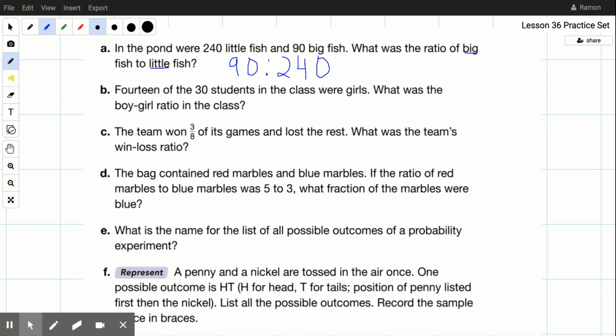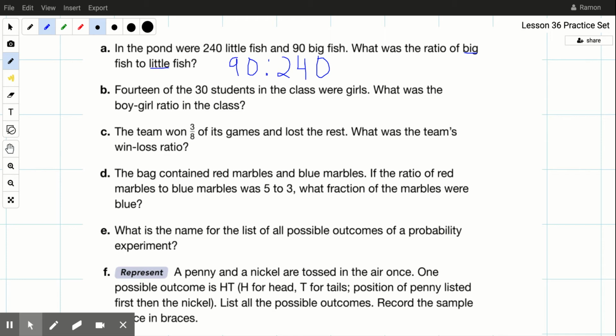Now, that's not the only way to write this. We could also write this as a fraction using the word "to" here. And we can also write it as a regular fraction, numerator denominator, or as a sideways fraction with the forward slash, I believe.